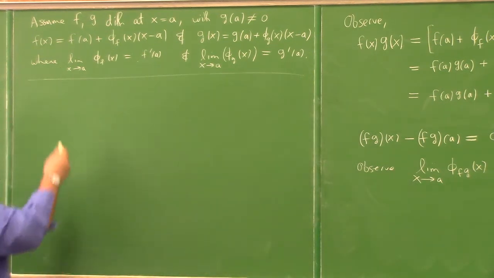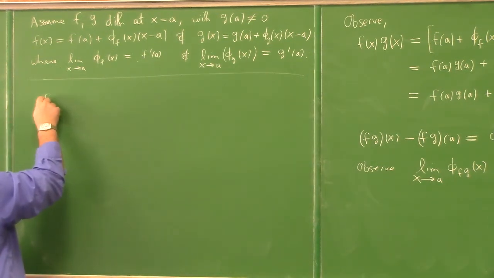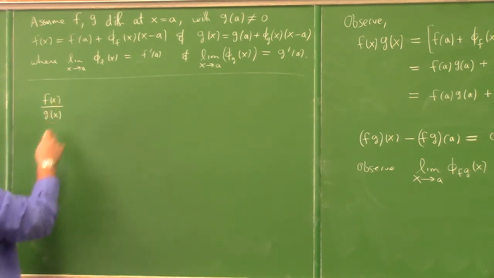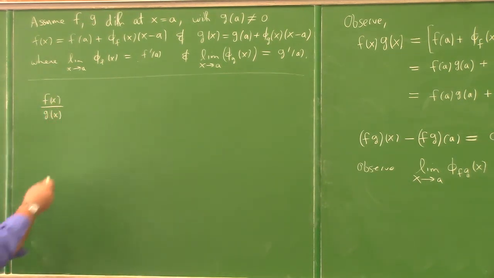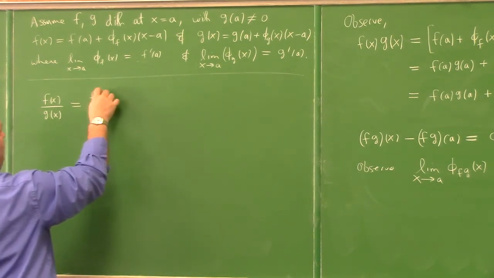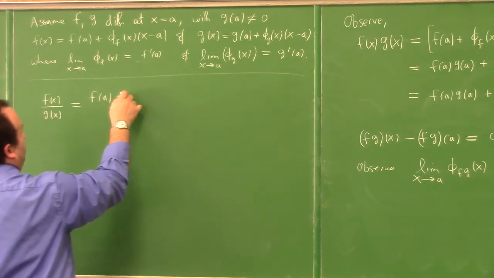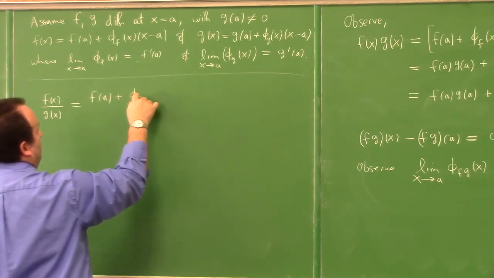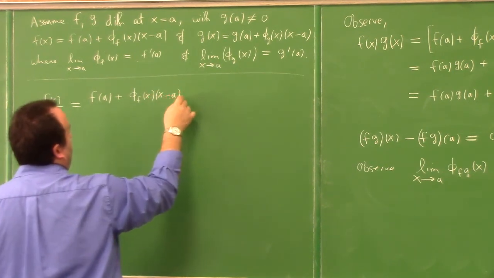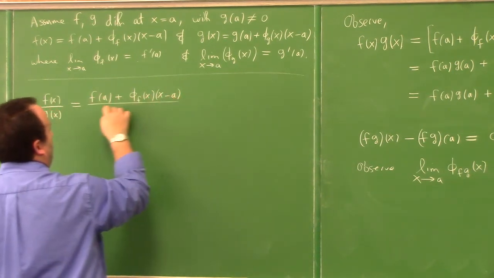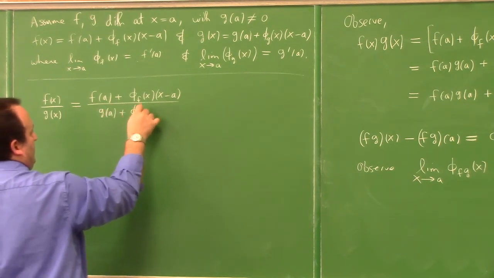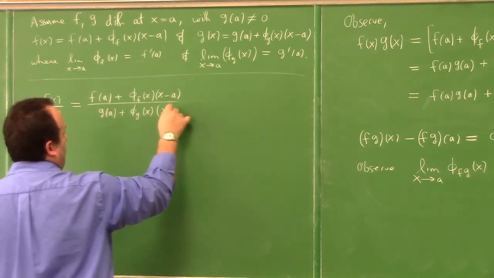Now, let's look at f of x over g of x and see if we can discover what the rule for the derivative should be for this. We got f of a plus phi f of x times x minus a, over g of a plus phi g of x times x minus a.